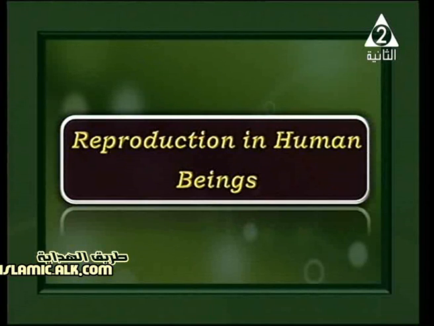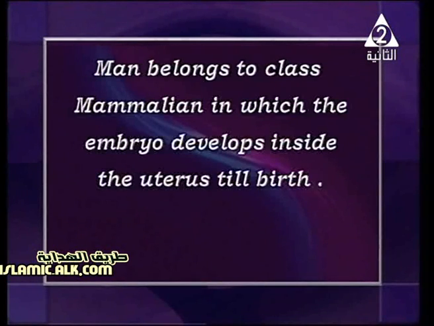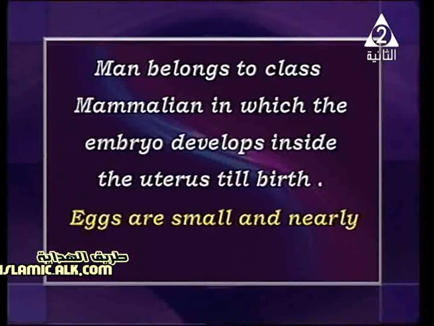Right now, we're going to start reproduction in human beings. Well, to study reproduction in the human, we need to know what? Man belongs to what? The mammals, in which the embryo develops inside the uterus of the female till birth. And I know that you know this information, but what else? The eggs are small and nearly devoid of yolk, okay?